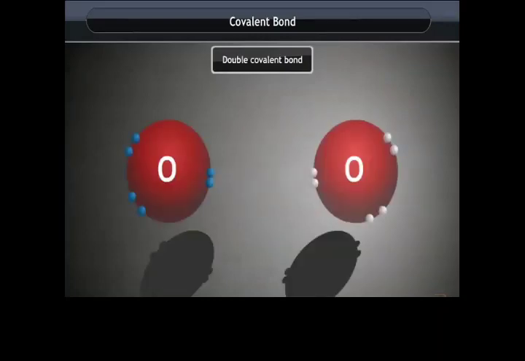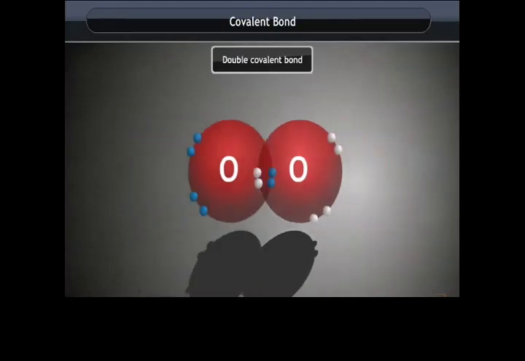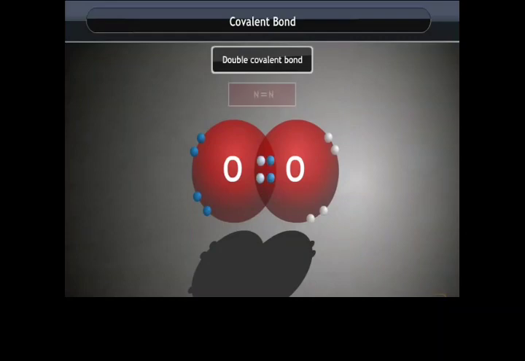Let us take up the formation of oxygen molecules. In an oxygen molecule, there are two oxygen atoms. Each oxygen atom has 6 valence electrons. So it needs 2 electrons to complete its noble configuration by mutual sharing of 2 electrons in an oxygen atom. Thus, such type of bond is called a double covalent bond.